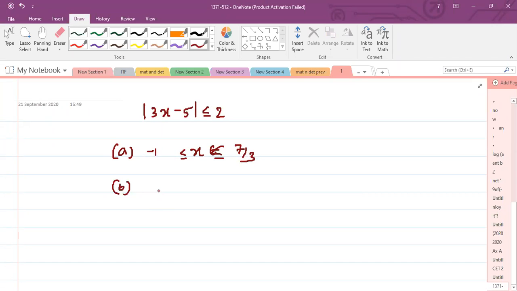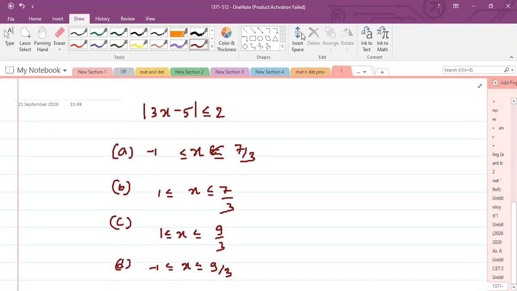So let me write the options. 1 less than or equal to x less than or equal to 7 by 3. 1 less than or equal to x less than or equal to 9 by 3. Minus 1 less than or equal to x less than or equal to 9 by 3.